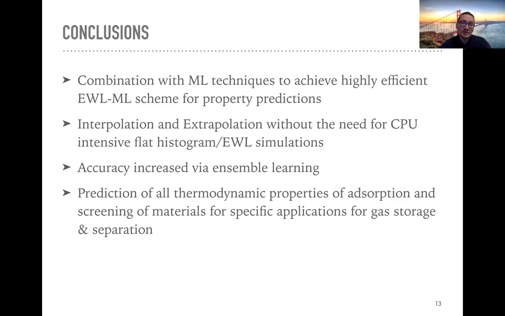We've also seen how we can improve the accuracy via ensemble learning, averaging the predictions of a set of neural networks with different architectures and properties. We've seen examples on thermodynamic properties of adsorption: carbon dioxide, hydrogen, and mixtures of ethane and methane. And we've seen how we can rank the relative performance of two or more covalent organic frameworks with respect to gas storage performance and separation processes.